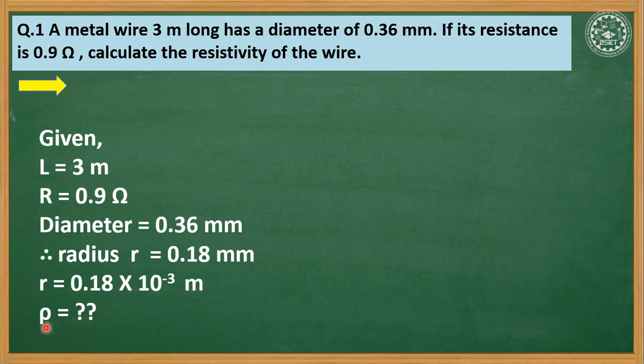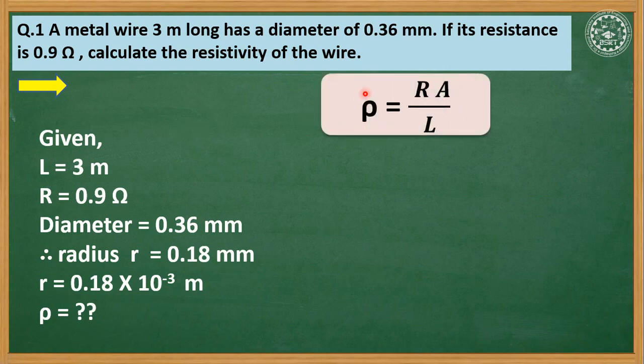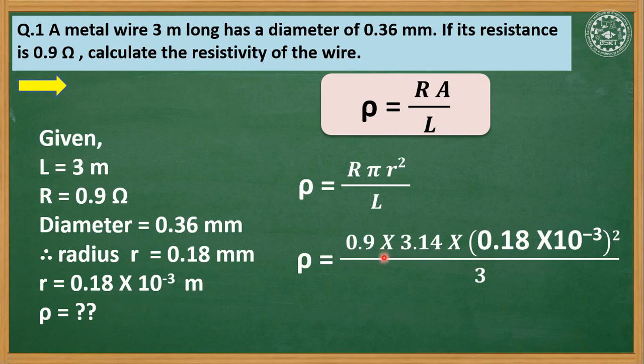Now, what the example asks us to calculate is the resistivity of the wire. So rho is the term that we have to calculate. What is the formula for rho? Rho, resistivity, is equal to resistance into area divided by length. Okay, put the values in the formula.